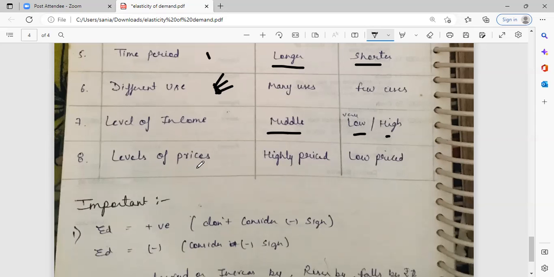Okay. Then level of price. If it is highly priced, you will change it, but if it is low priced, you will not change your demand. Clear?